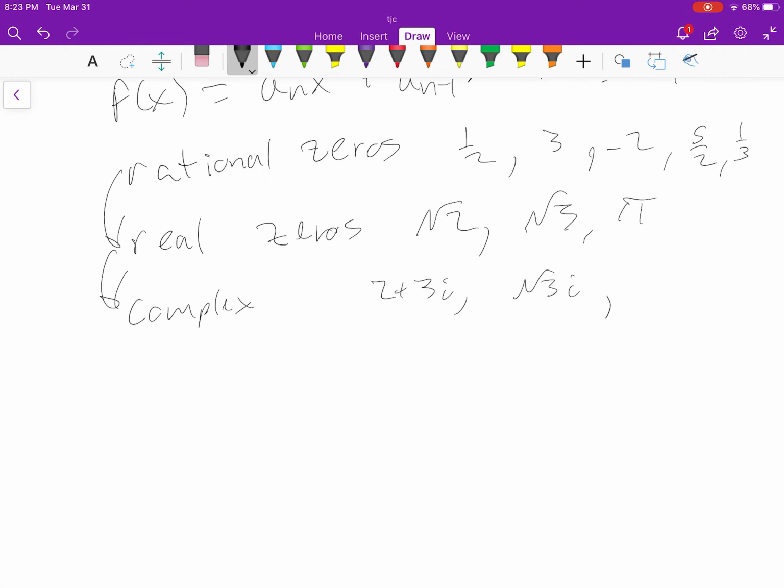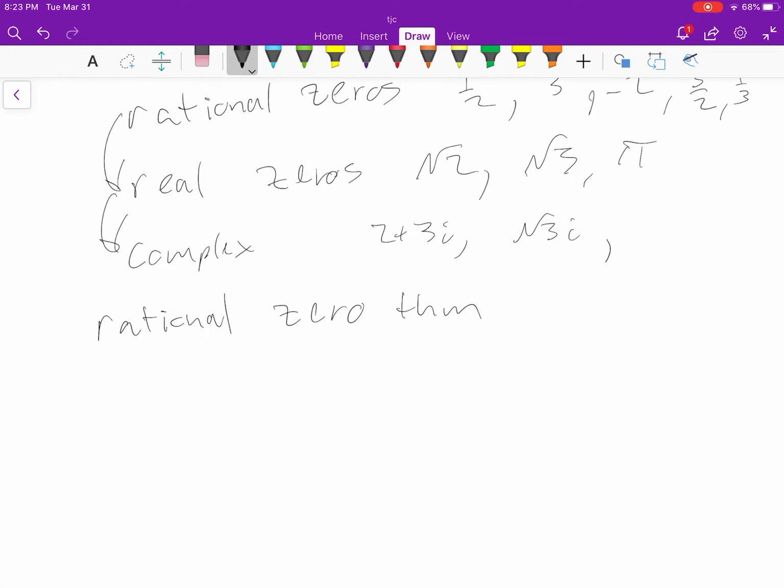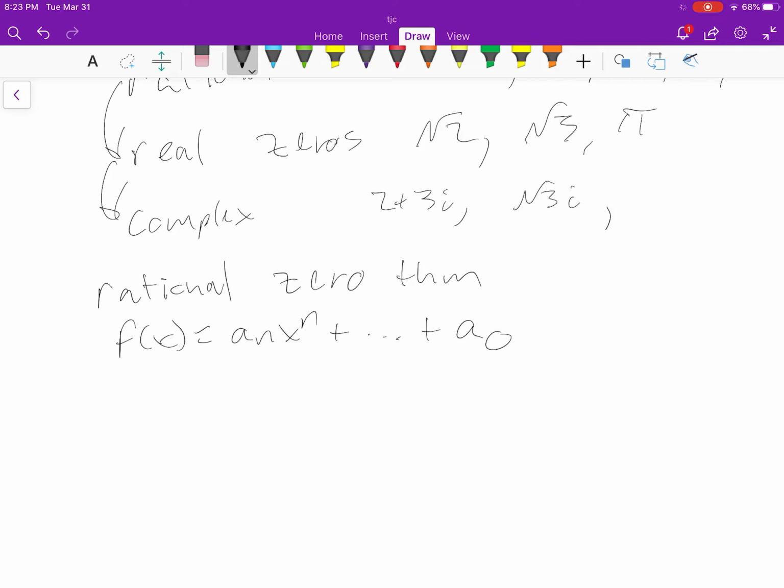Now, so how can we discover this? Well, how can we work this out? Well, we have a theorem. It's called the rational zero theorem. And what this theorem states is, given some generalized polynomial, like given above, if we want to discover how many rational zeros this polynomial has, all we have to look at is our leading coefficient and our constant term.